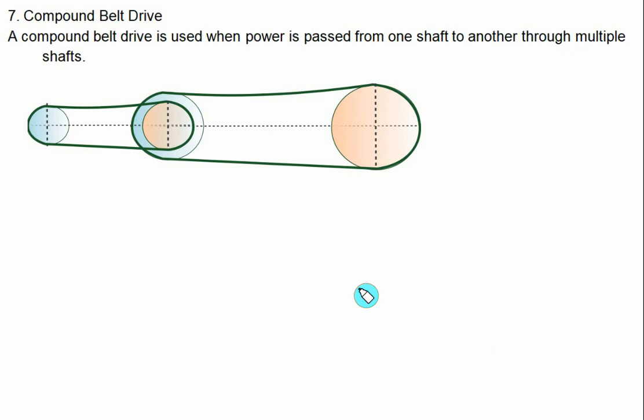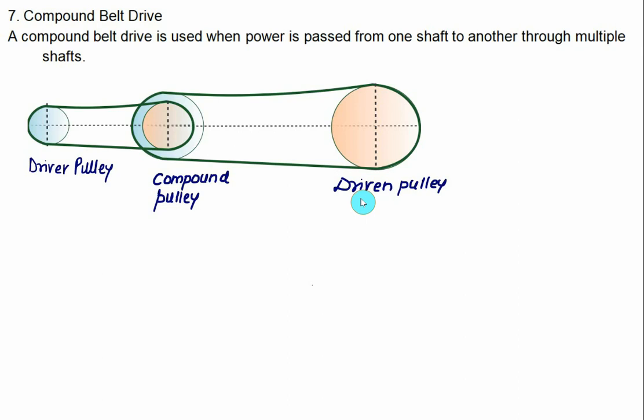The seventh type is the compound belt drive. In this case we have a driver pulley and a driven pulley, and the distance is very large. In that case we can use a compound pulley. The compound belt drive is used when the power is passed from one shaft to another through multiple shafts. So this one is the driver shaft, then we have a compound pulley shaft, and then we have a driven pulley shaft.